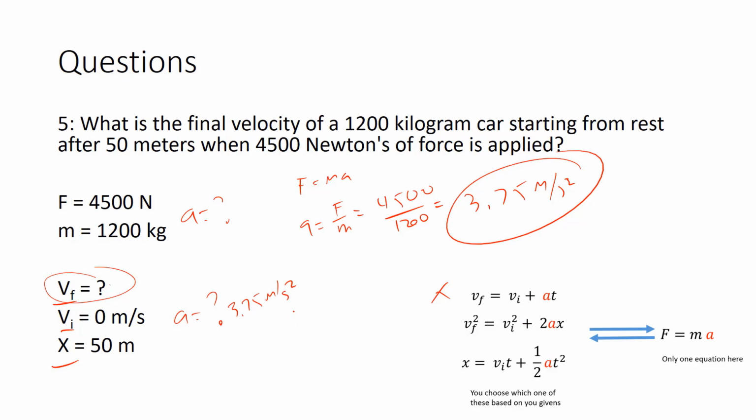And so we're going to start off with Vf squared equals Vi squared plus 2ax. And once again, I'm going to solve the way my students usually do, which is they don't rearrange. I'm just going to take the square root of both sides right now. So Vf equals the square root of Vi, which is 0, squared plus 2 times a, which is 3.75, times x, which is 50.